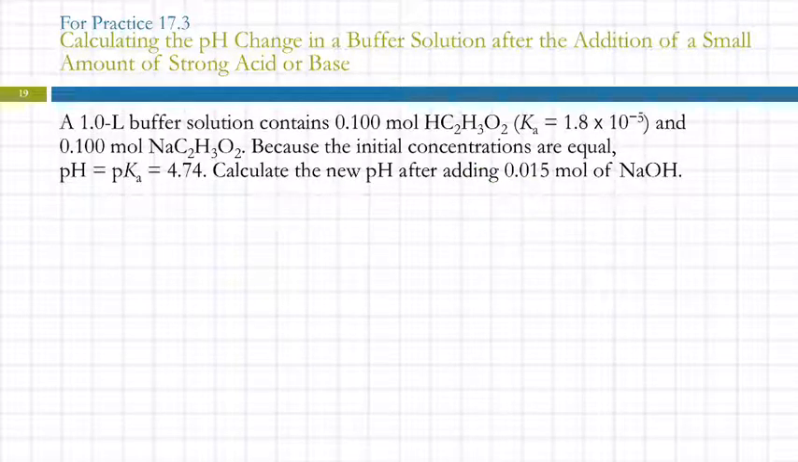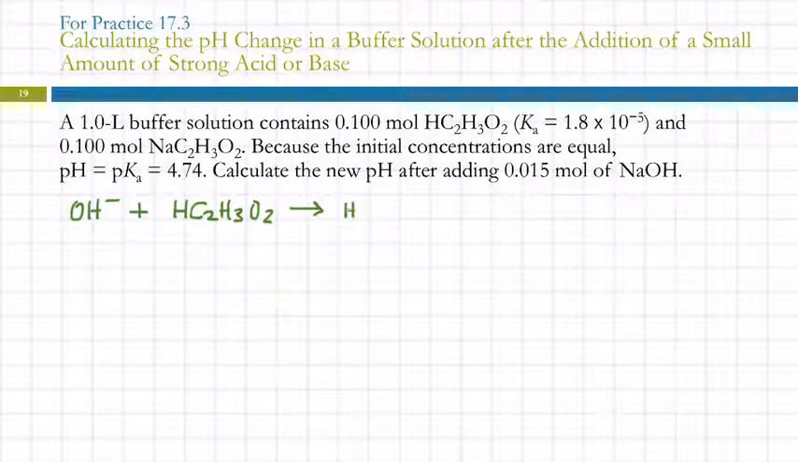So the first thing we're going to do is look at stoichiometry. And so we've got hydroxide ion. And what's that going to react with? The acid, the acetic acid. So that's going to react with the HC2H3O2. And what's it going to make? Water and acetate ion. Right?